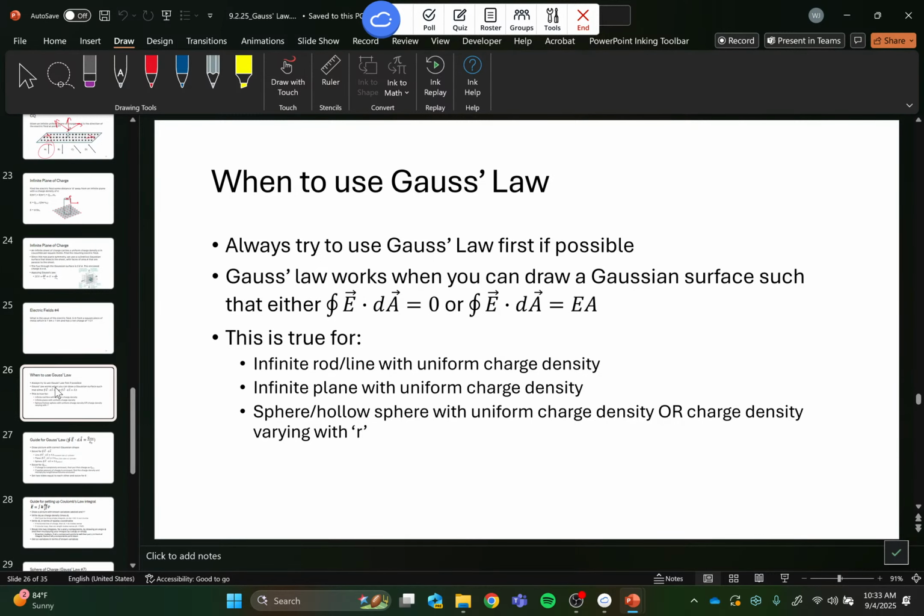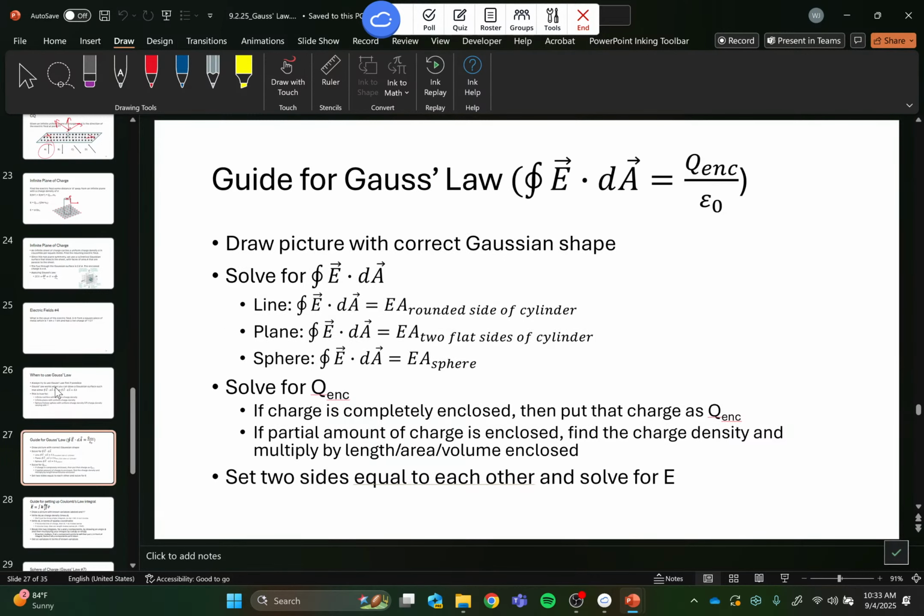So, how do you use Gauss's law? Here's a nice process for it. Draw a picture with the correct Gaussian shape. The correct Gaussian shape is given on the previous slide. For a line of charge, it's a cylinder on its side. For a plane of charge, it's a cylinder that's upright. For a sphere, it's a sphere. So we have some pictures in previous slides showing those.